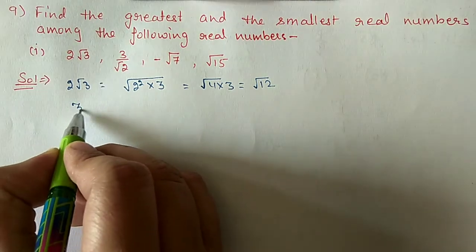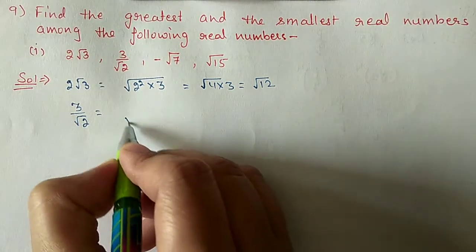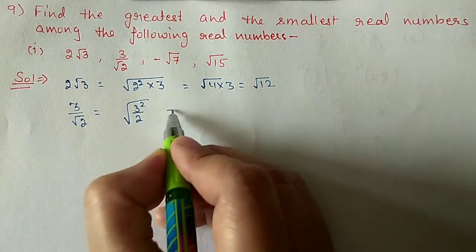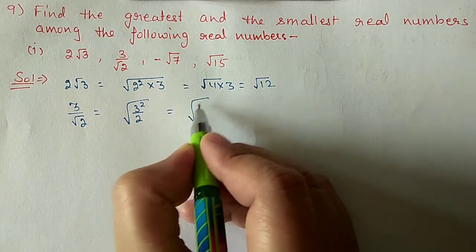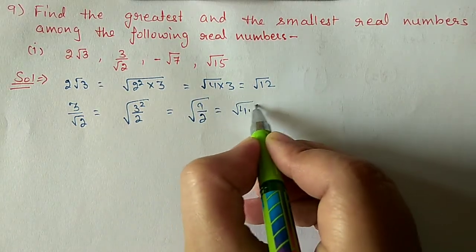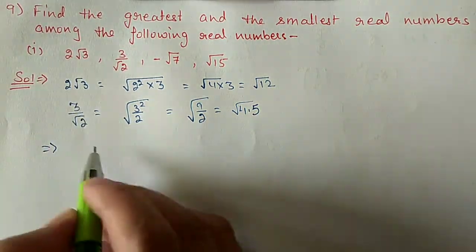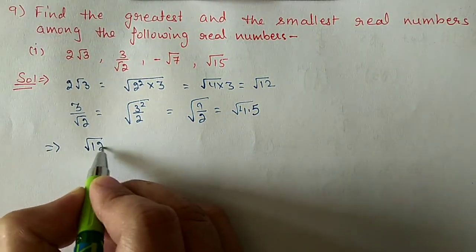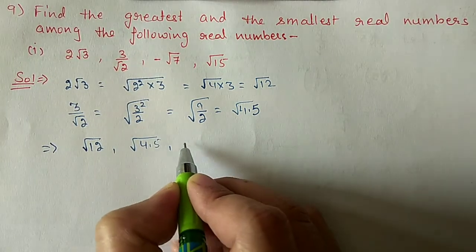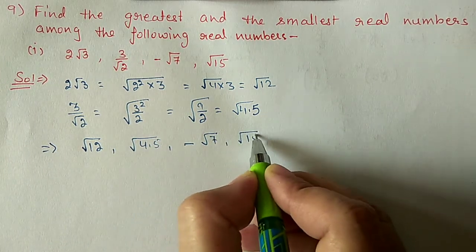Now this second number, 3 by root 2. When you take this 3 inside the root, it will become 3 square by 2. So 3 square is equal to 9, 9 by 2 means equal to 4.5. So now these numbers we have: the first number becomes root of 12, the second number becomes root of 4.5, the third number is minus root 7, and the fourth number is root of 15.